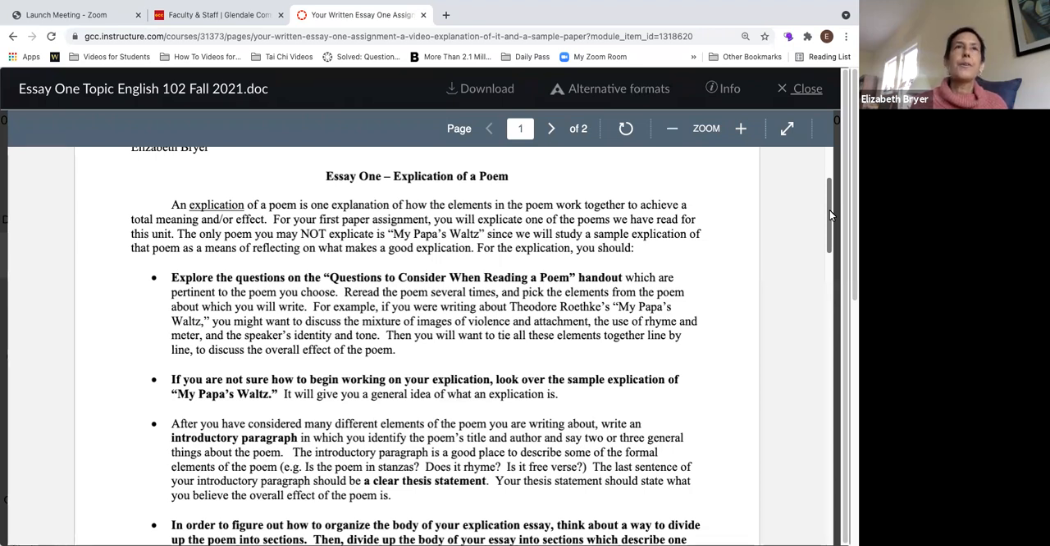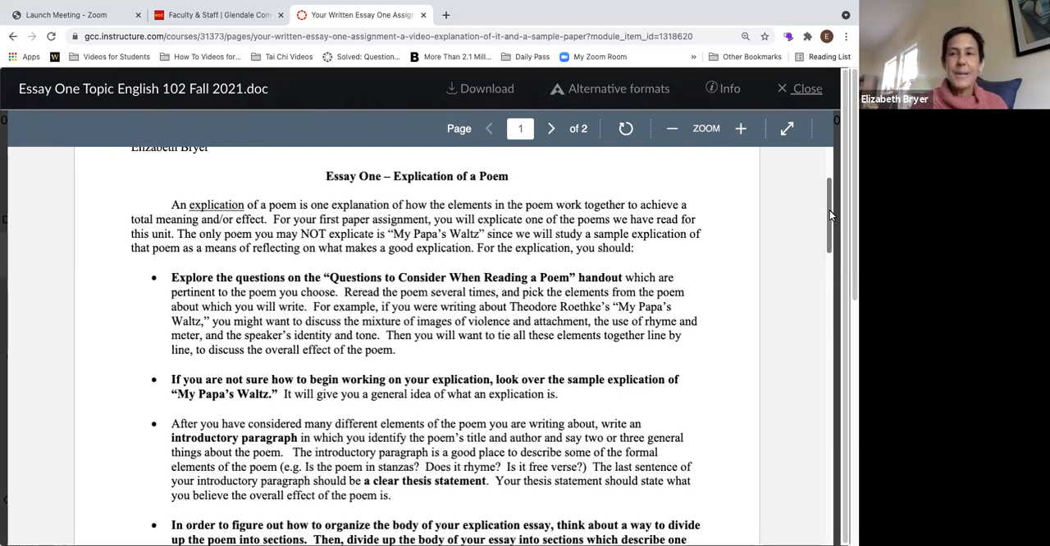If, for example, you think that My Papa's Waltz creates this effect of a painful yet loving relationship between a son and his father, you're going to break down for the reader, though you won't be writing about My Papa's Waltz. This is just an example. You would break down for the reader, going through the poem, from the beginning, middle to the end, how the poet created that effect.